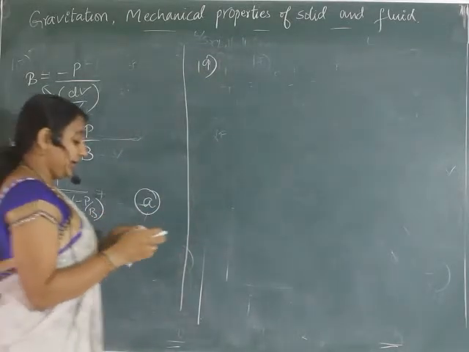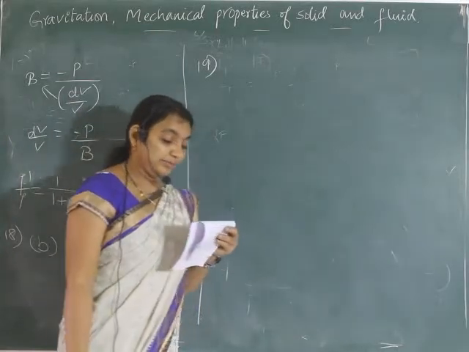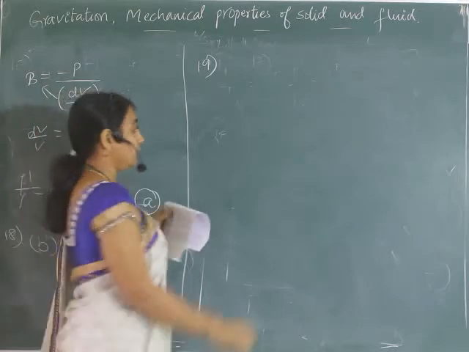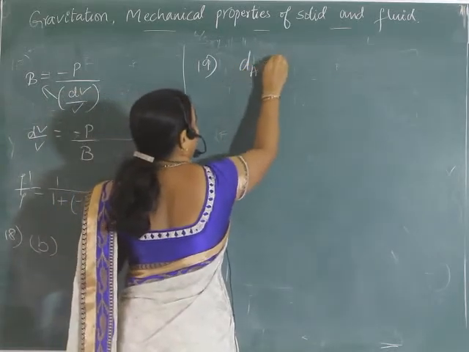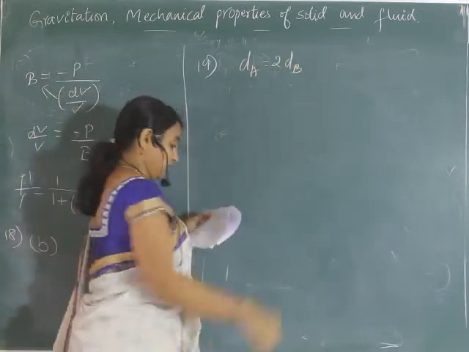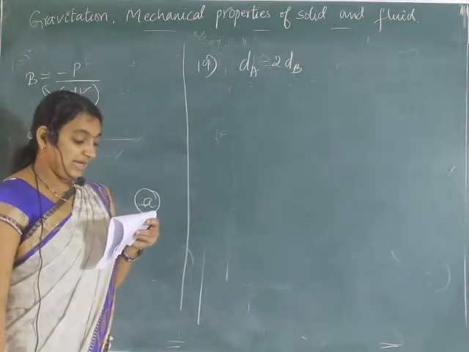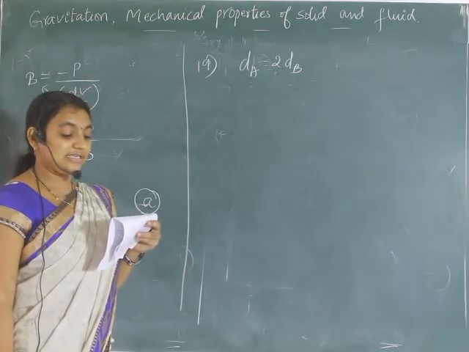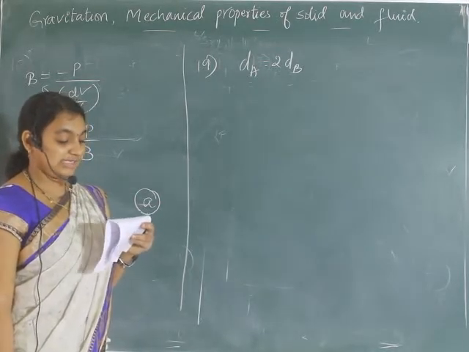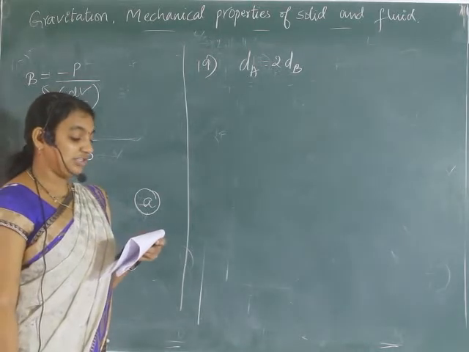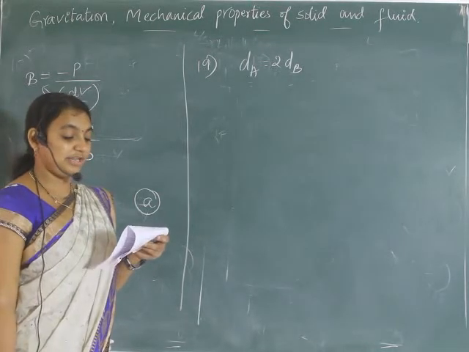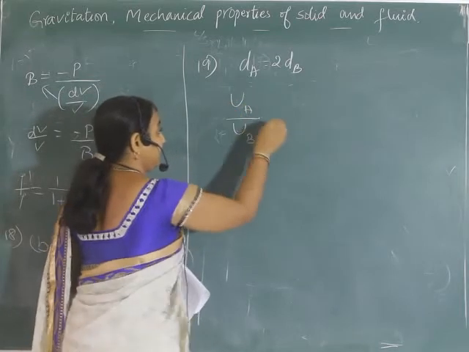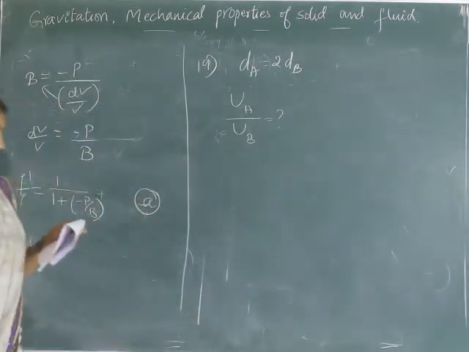Wires A and B are made up of the same material. A has twice the diameter of B. If the elastic limits are not reached, when each is stretched by the same tension, the ratio of the energy stored in A to the energy stored in B is what? You have to calculate the ratio.